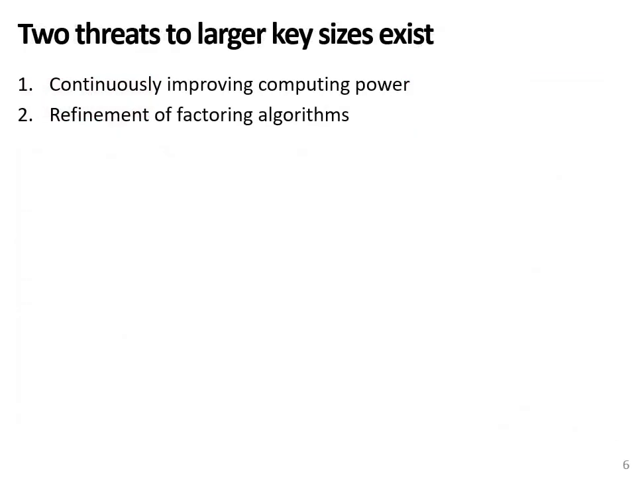As such, there are two threats when it comes to mathematical attacks against RSA. The first one is the continuously improving computational power, which allows factoring larger and larger numbers into primes. The second one is the refinement of the factoring algorithms, which become more efficient over time.